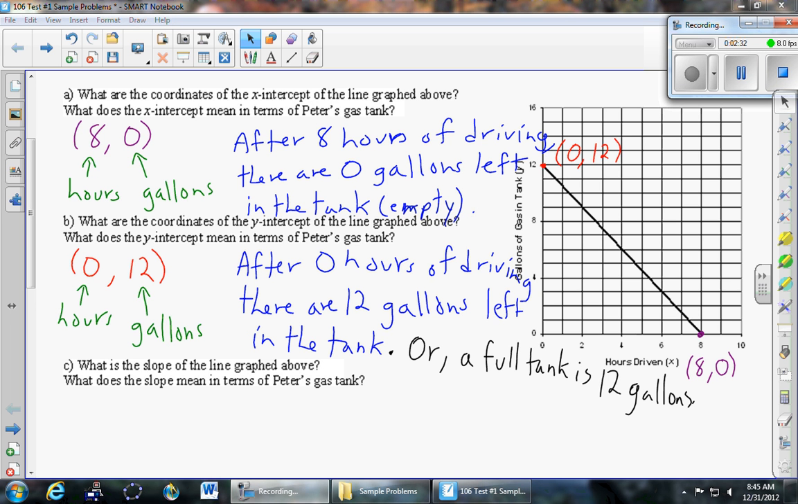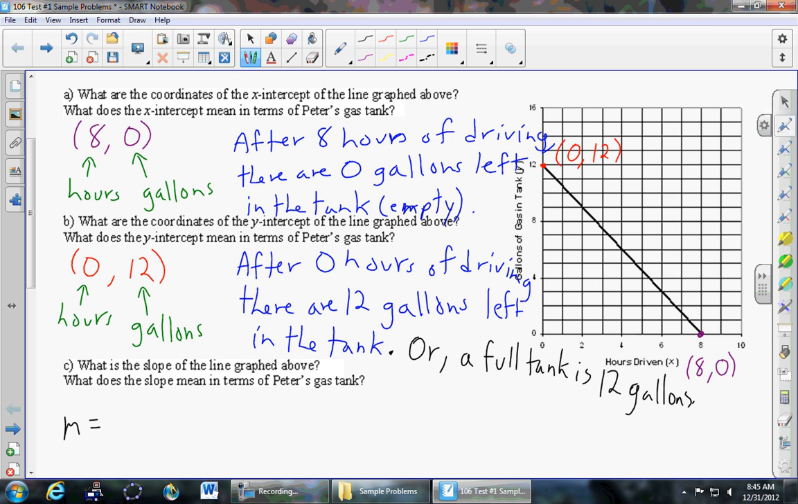Part C, what is the slope of the line graphed above? What does the slope mean in terms of Peter's gas tank? So what we can do is take the 2 points that we've already found, (8, 0) and (0, 12), and use them to find the slope. Change in y over change in x is our normal formula. In this case, y is the number of gallons and x is the number of hours. So we just take 2 points that are up above in purple and red.